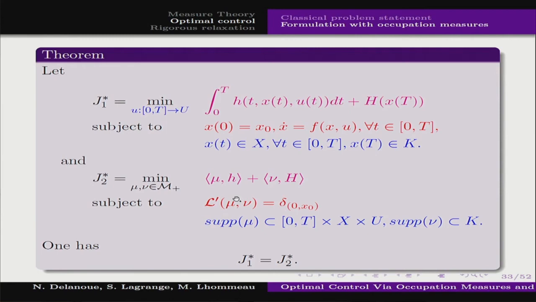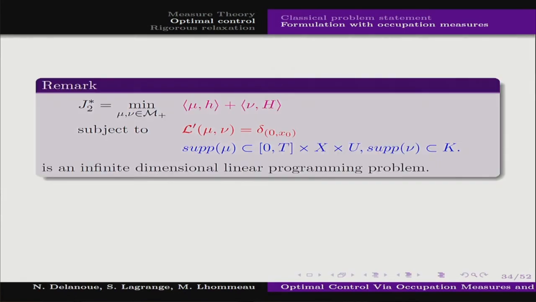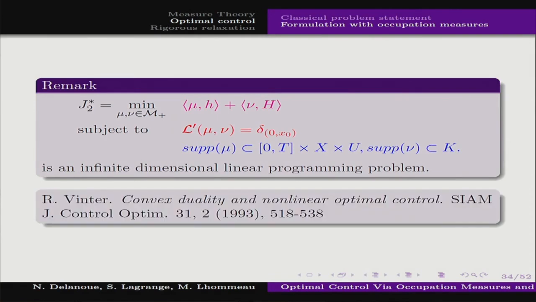You can also see the constraints on the state space and on the control, which are embedded into the support of my measures. And this is a theorem from Winter. He shows, under some classical assumptions that I have not shown here, that there is equality between those two optimal values. An important remark is that this problem is an infinite dimensional linear programming problem. All the details can be found in this paper.